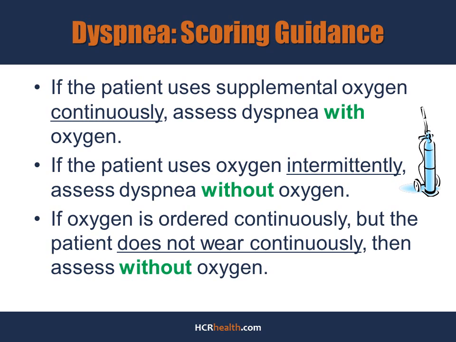There is specific guidance on how we score dyspnea for patients who are using supplemental oxygen. If the patient is using oxygen continuously, then you will score them based on their use of the oxygen. However, if the patient is ordered to use their oxygen intermittently, or they're ordered to use it continuously, but they are not using it continuously, even if it's only for a few minutes a day, then we need to score the patient's level of dyspnea without the oxygen donned.